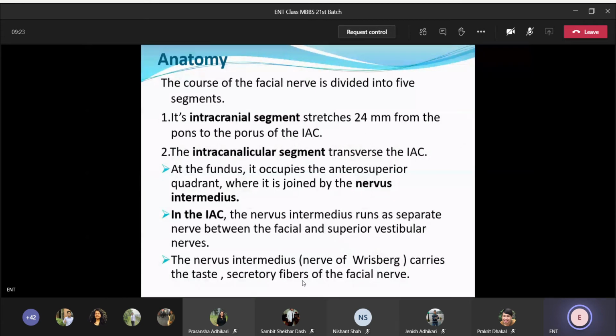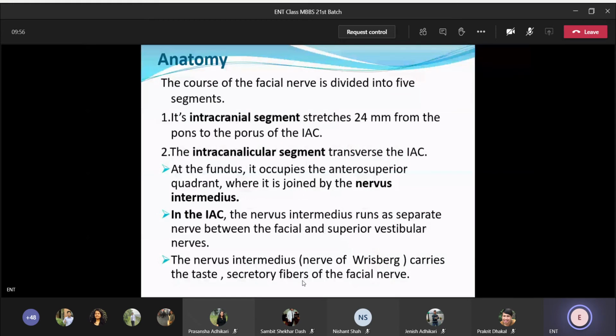The other is the intracanalicular segment, the segment which traverses the internal auditory canal. At the fundus of the internal auditory canal, it occupies the anterior superior quadrant, where it is joined by the nervus intermedius. Nervus intermedius is the sensory part of the facial nerve. So initially there are separate nerve fibers. One is motor and other is sensory. The sensory nerve is known as the nervus intermedius.